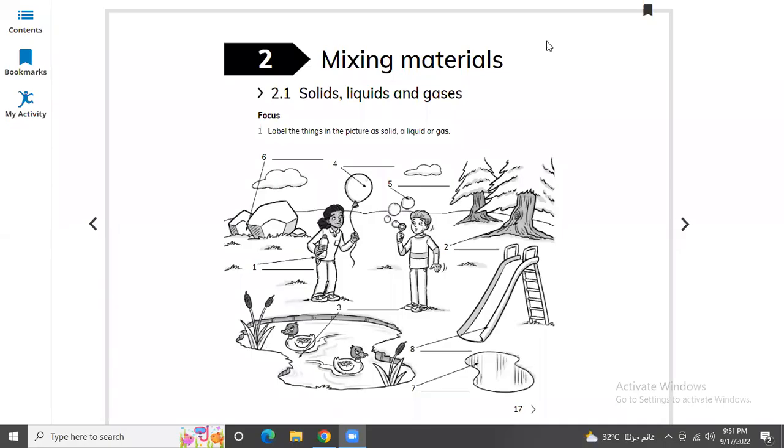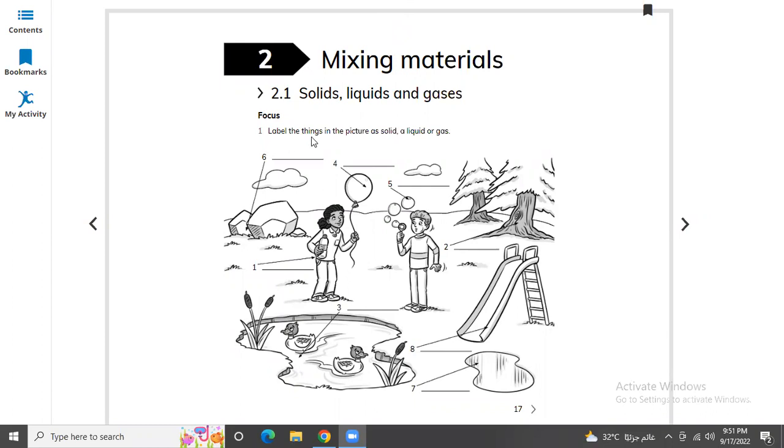Hello everyone. Today I'm starting Unit 2 from the Cambridge Primary Science workbook for Grade 3. So let's start. Unit 2, Mixing Materials, 2.1 Solids, Liquids and Gases.